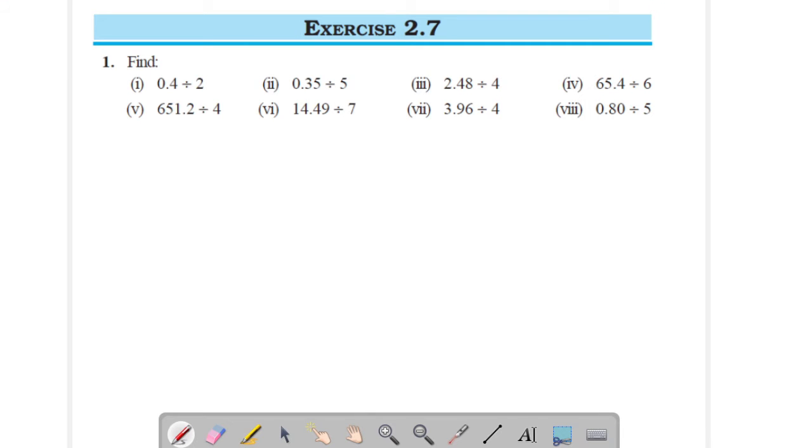Now come to exercise 2.7. Question number 1. Find. See the solution.